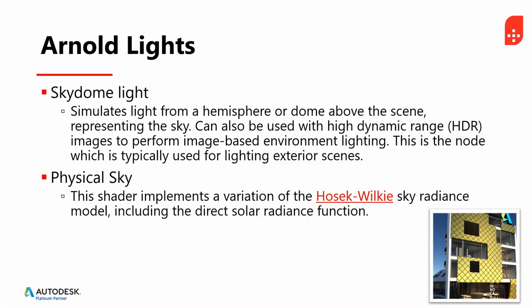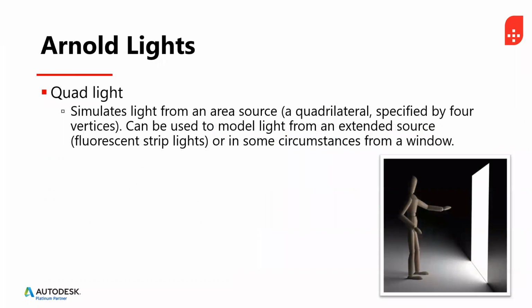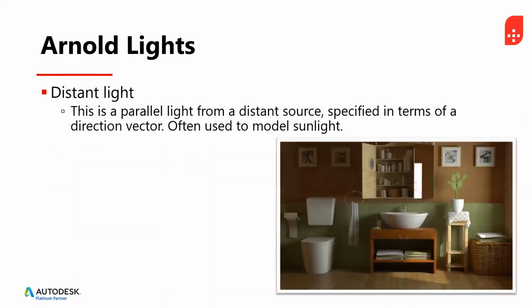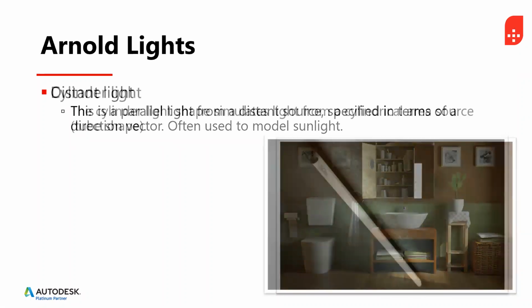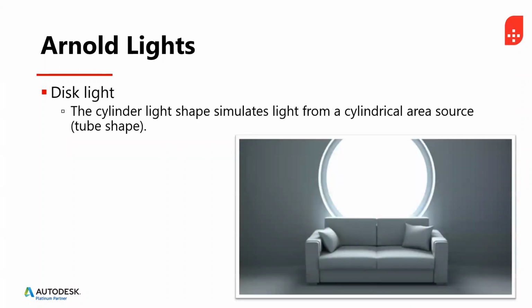Okay, so we have different light types, which I'm going to show you. We have a sky dome light, a physical sky, and a quad light. Quad lights are used a lot in interior lighting because it's really fast and gives a very decent quality of light. Then we have a distant light. So if you want a parallel light source, like sun rays into your scene, we have cylindrical lights, we have disc lights.